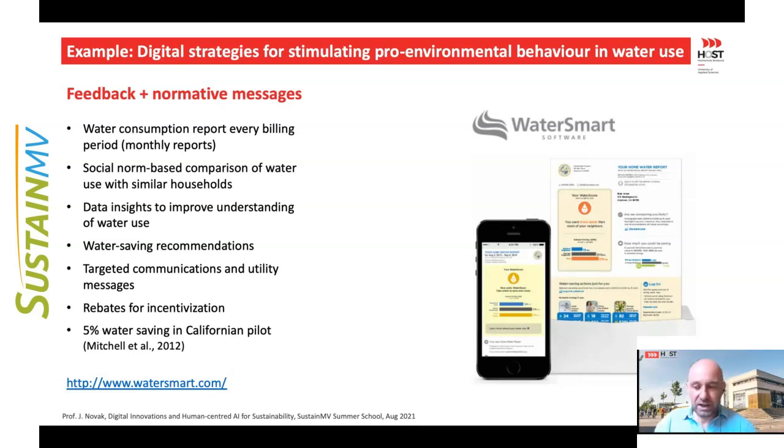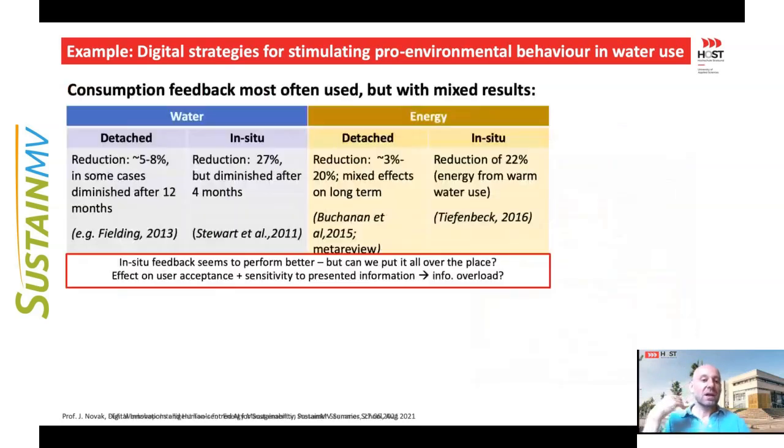In a relatively large pilot, that means a real-world field trial with real people in everyday practice, they have measured effects of 5% water saving, 5% reduction in consumption among the trialed households. So this has been one of the first practical examples showing this kind of system can lead to a change in behavior, although the amount of saving, only 5%, is relatively small. So the question has been, can we do better?